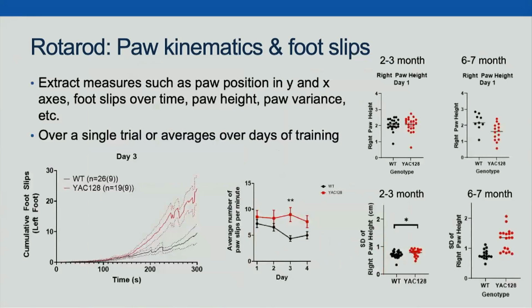And so using DeepLabCut, followed by my own analysis in MATLAB, I've been able to extract measures such as the paw position, foot slips over time, paw height, and variance in paw height, and you can do this over the course of a single trial or averaging this over days. And doing this, I was able to find some deficits in the Huntington model, YAC128, including increased foot slips, as well as changes to the paw height, which actually worsens as the disease progresses and the mice age, and also deficits in the standard deviation of paw height, so the variation in their step size.